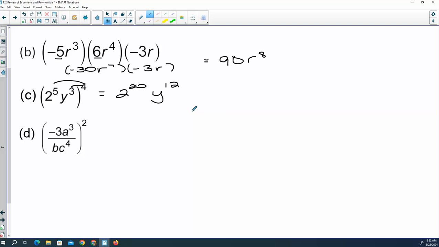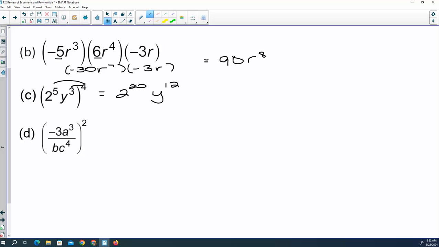Now 2 to the 20th, you are free to simplify that, but if you try plugging that in a calculator, it is a massive number. So if it's something really big like that, we'll just leave it in exponential form. If it's like 2 to the 3rd, we could go ahead and change that to an 8. So this one is fine.